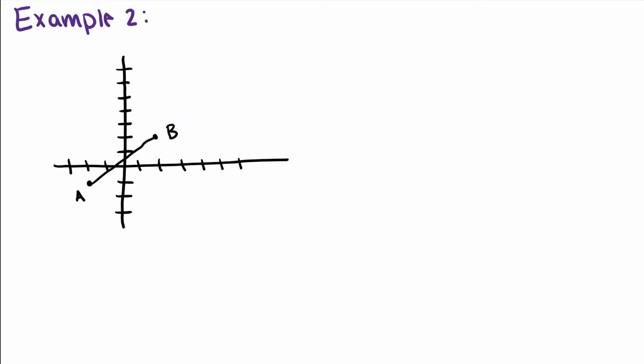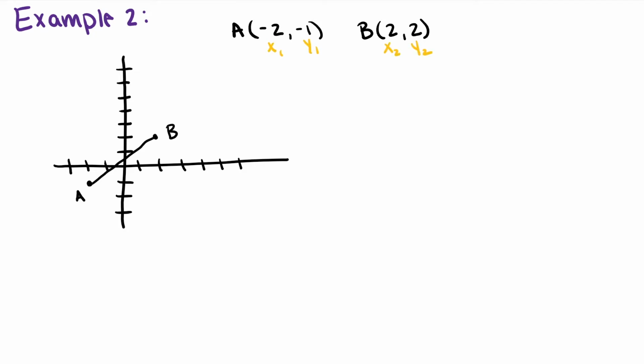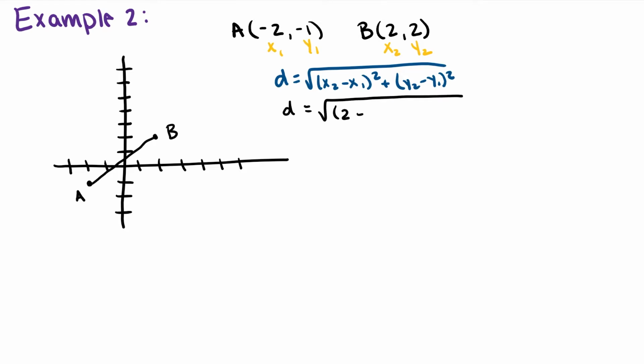Let's look at another example. Again, we're given a graph with a line segment. Based on this graph, we see that A is at the point (-2, -1), and B is at the point (2, 2). So let's identify our x1, y1, x2, and y2. Using the distance formula, we find d is equal to the square root of (2 minus -2) squared plus (2 minus -1) squared.